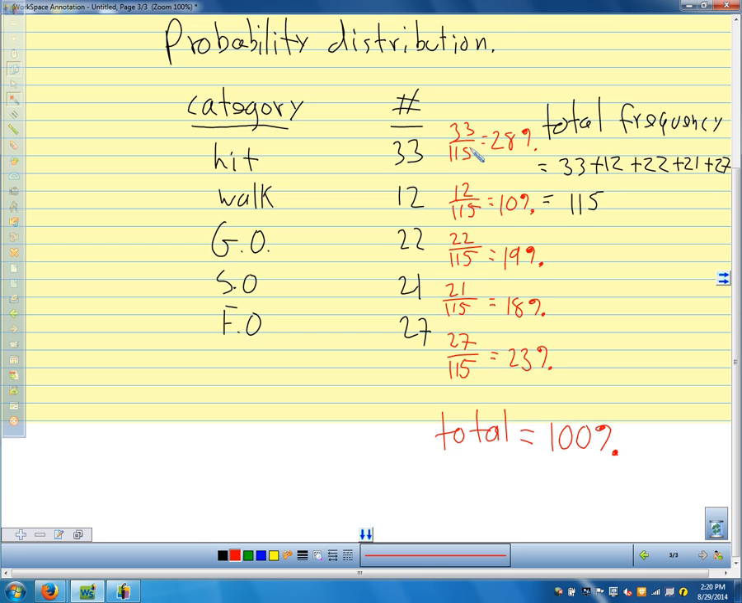Pretty easy, right? I think this is easier than what we did yesterday. Because they give you all the numbers. You don't have to figure anything out. There are all the numbers. Just add them together to get your total.